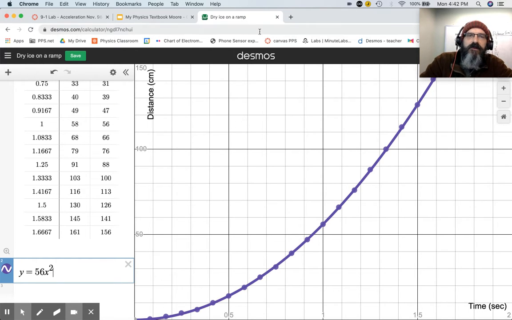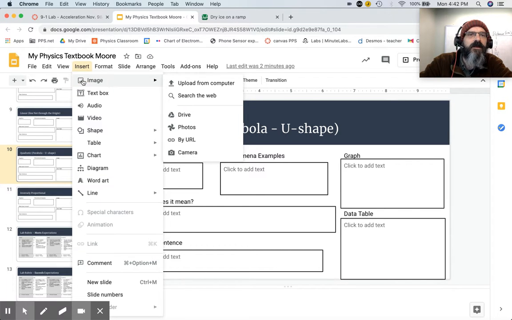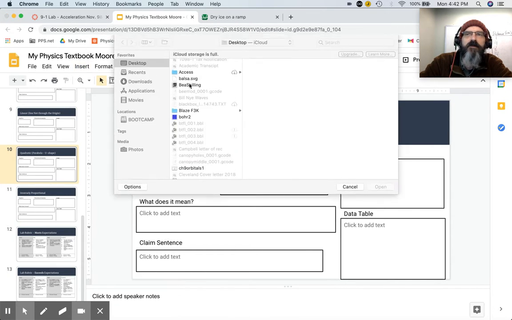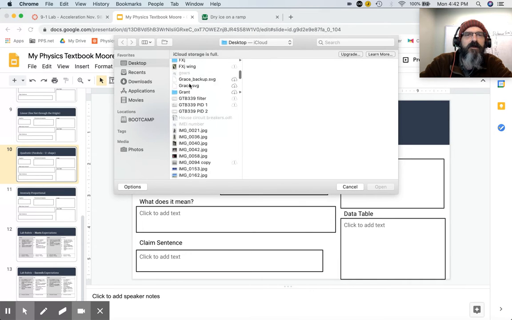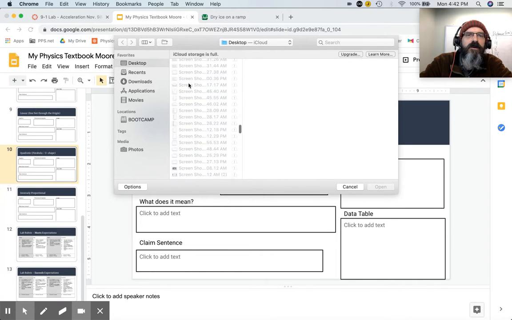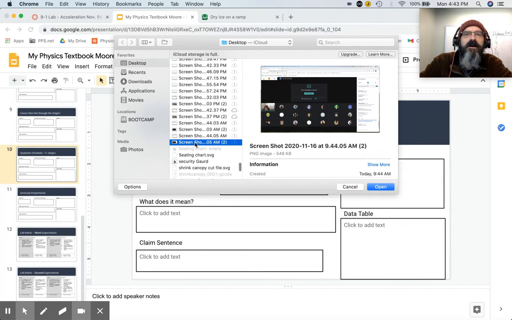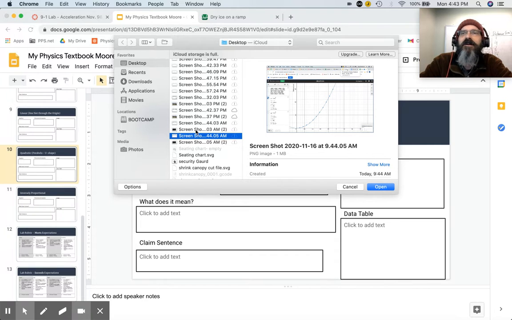So I'm going to take a screenshot, Command Shift, boom, screenshot, and I'm going to go back to my physics textbook. I'm going to add my screenshot by choosing Insert, Image, Upload from Computer. Now, on my computer, it stores on the desktop. On yours, it may be different. You may have to hunt for it. Hopefully you've had some practice with this because we've been messing with screenshots a bit this year. I have a lot, so I got to find the one I just took.